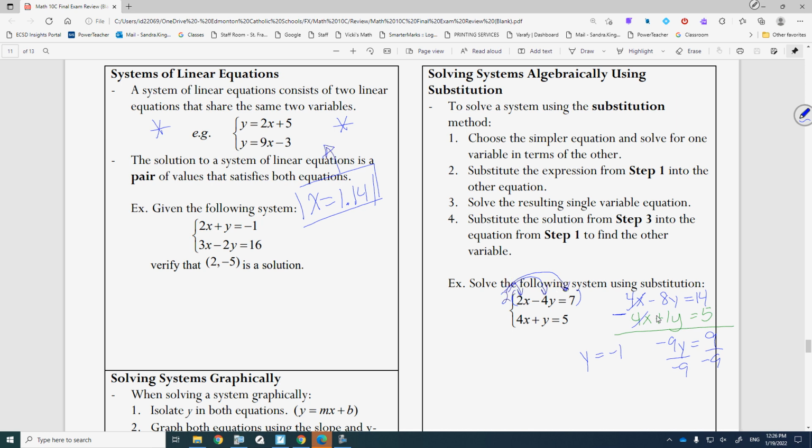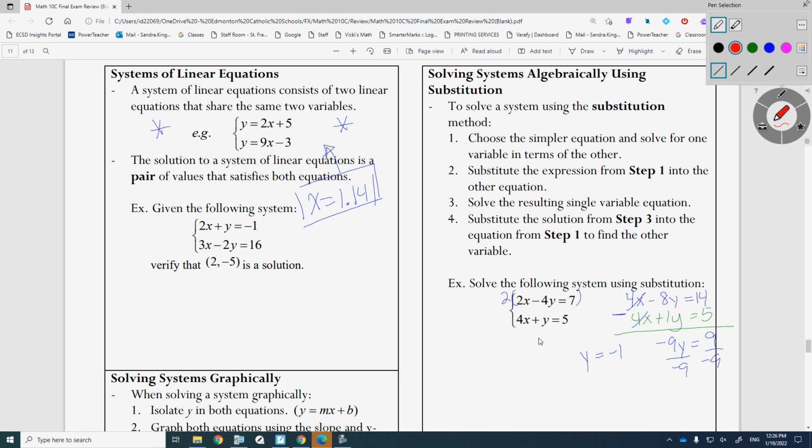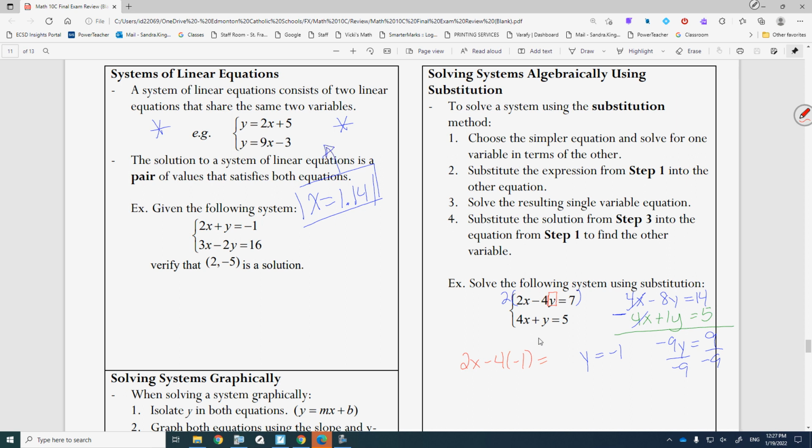In order to get your x value, you take this y. And it doesn't matter which system you plug it in. You could plug it into system 1 or you could plug it into system 2. It does not matter. So I'm going to plug it in here. I'll put -1 in there. So that's 2x minus 4. I'm going to put that -1 in. That's equal to 7.